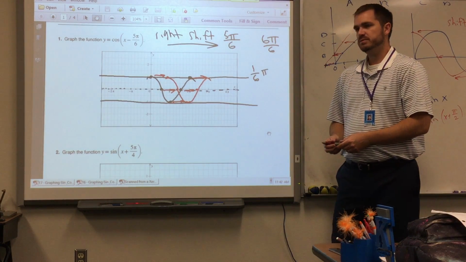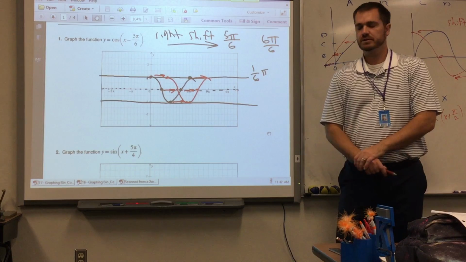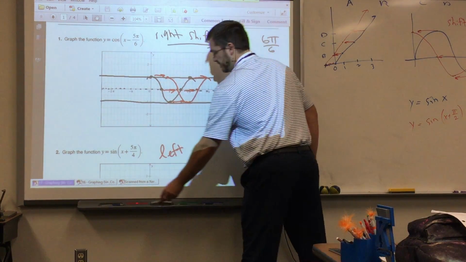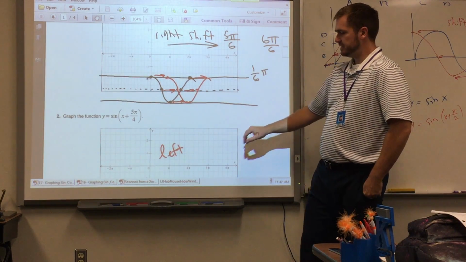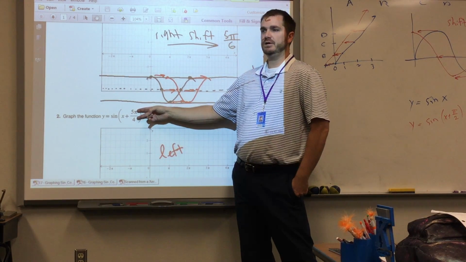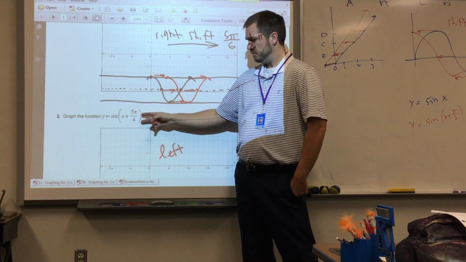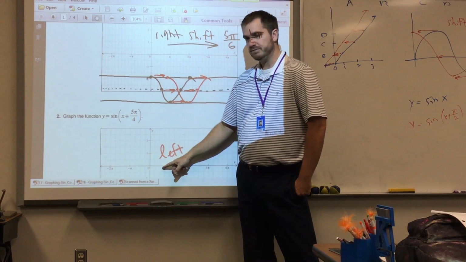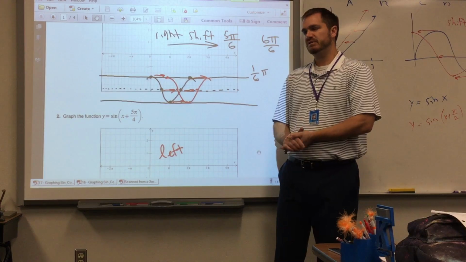Glancing at number 2, class, would that be a left shift or a right shift? You are correct. And what's more, if you look at it, there's 4 boxes between 0 and pi. Now this says 5 pi over 4. So how many boxes would that be? It would not be 6 boxes. It's 5/4, and each one of those is 1/4. So it would be 5 boxes. 5 boxes left. We're not going to worry about that one.